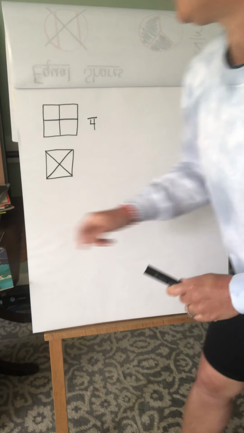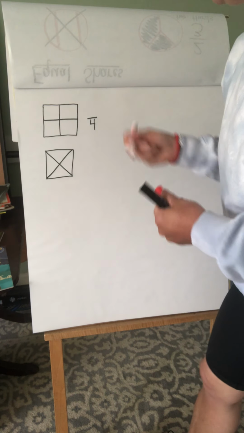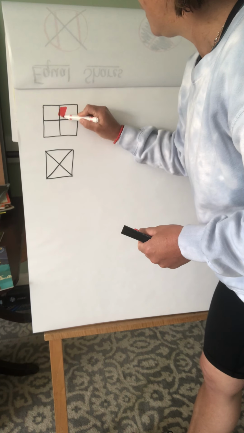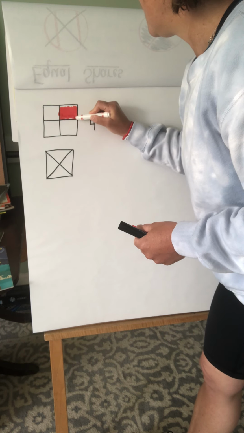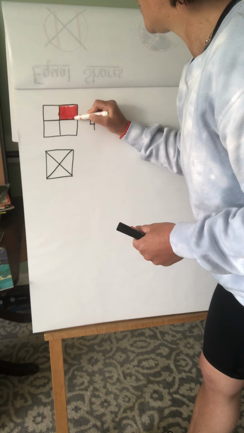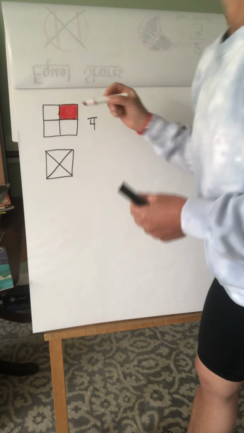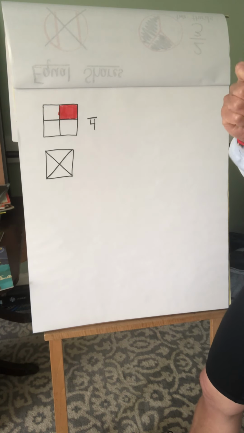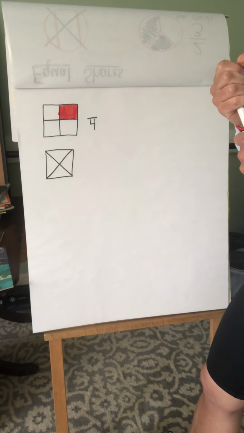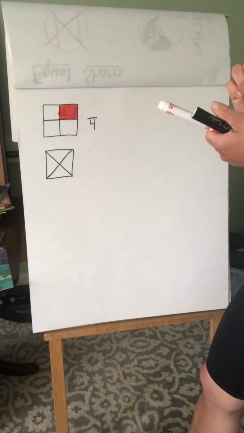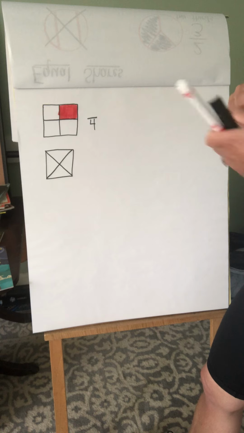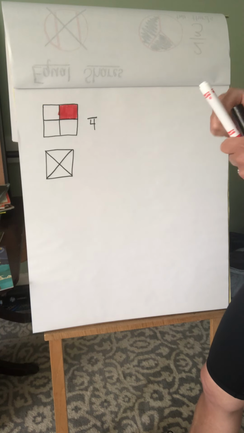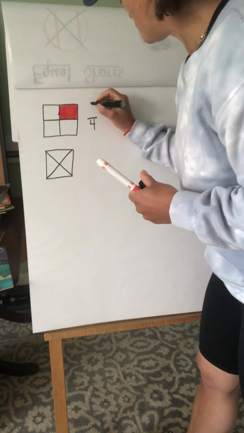All right, what would the fraction be? I'm going to color in this square. How much of my square is red? What's the fraction that's red? Can you write that fraction down for me? Okay, 1/4 of my square is red.